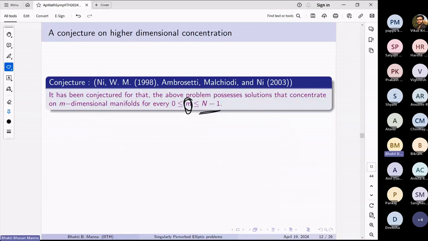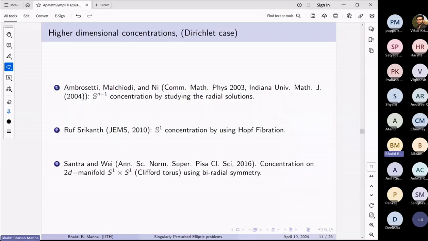So many dimensions are still left. There are a few dimensions where we know the result for this particular conjecture. One of these results we are going to discuss here. Before that, these are some important answers for this particular conjecture which have been given.